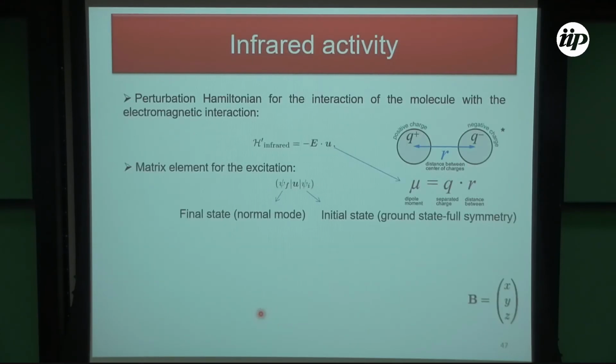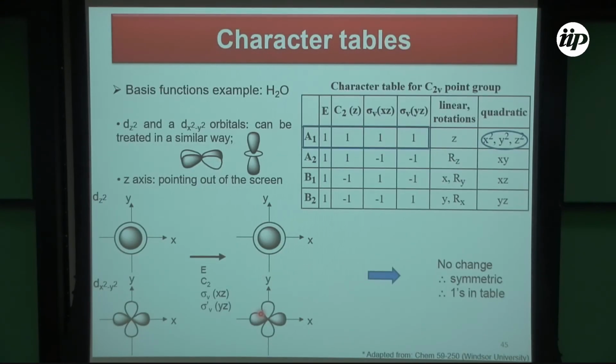For example, here, you have to be careful, but which representations here are associated with just vectors, just coordinates? It's A1, B1, or B2. So in this system, for a vibrational mode to be infrared active, it has to be associated with A1, B1, or B2.